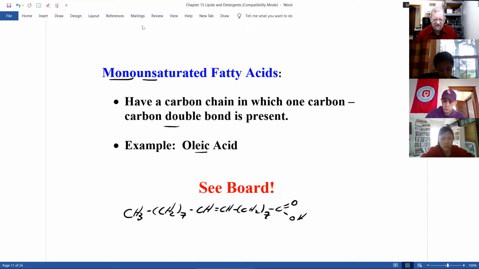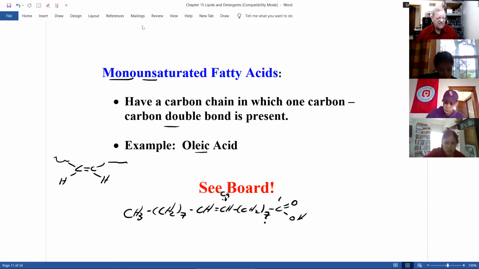And remember, the carbonyl carbon is C1, so plus 8, that means this carbon is C9, and that's where the double bond is. Now that can be cis or trans. Remember cis: the double bond, the hydrogens are on one side.